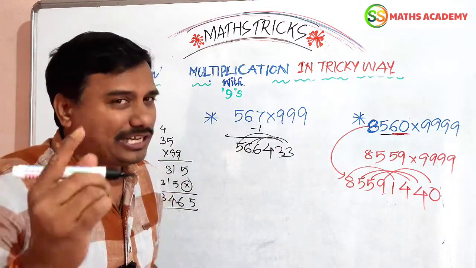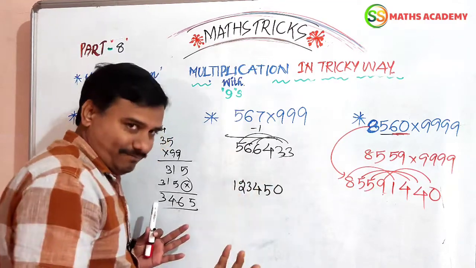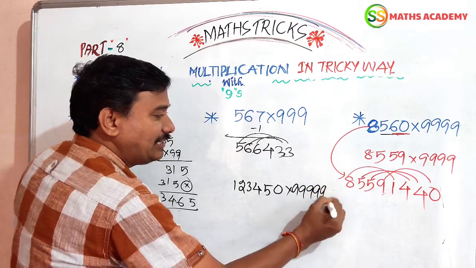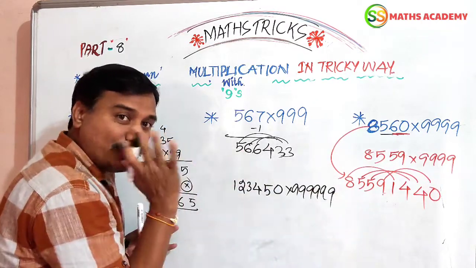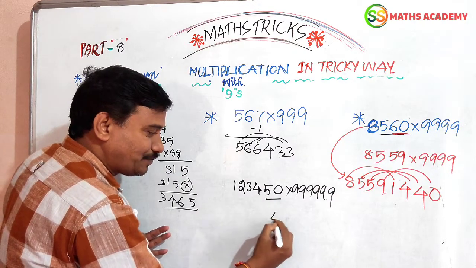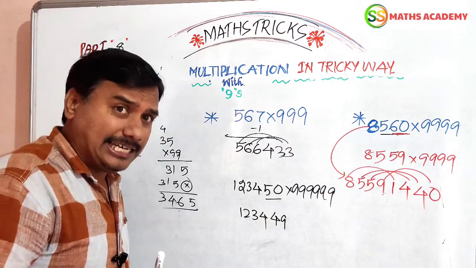Now finally one more example. Let us see: 123450, with equal nines, 999999, six nines. This rule is very important. 50 minus 1 is 49. So this number you should write like this. Yes, I told you very clearly.